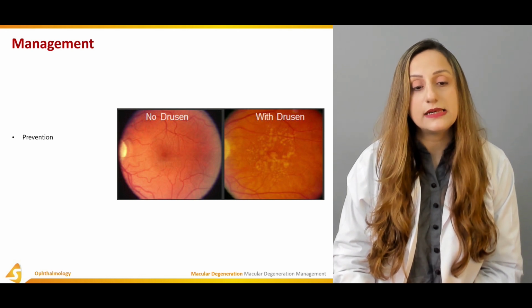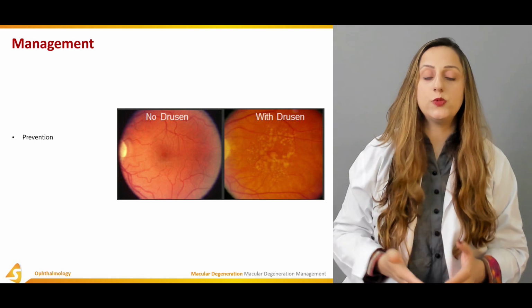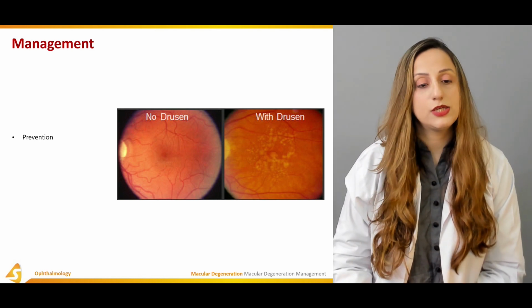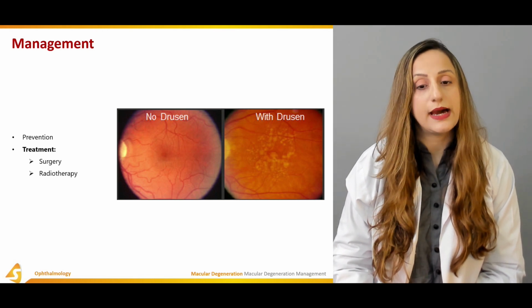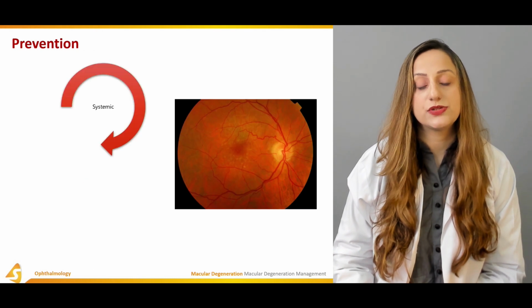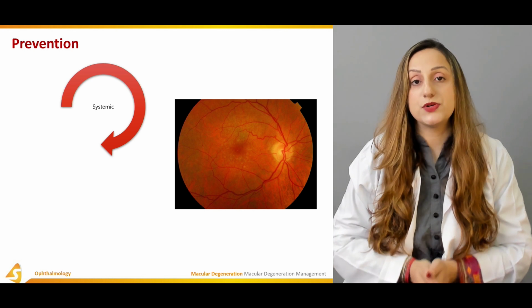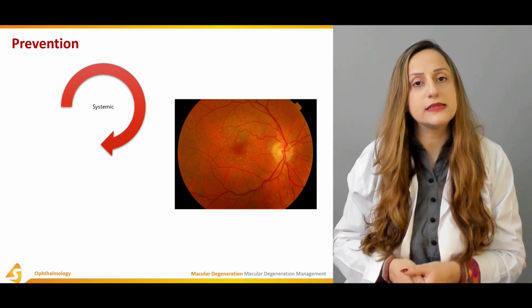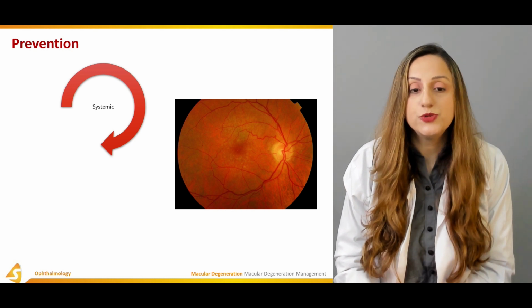The prevention is again something we have to focus on when we are dealing with these patients of acute macular degeneration. The treatment would include surgeries and radiotherapies as well in this case of acute macular degeneration. So the prevention would focus on whether the person is suffering from some sort of systemic illness, for example, diabetes mellitus, that has to be ruled out over here.